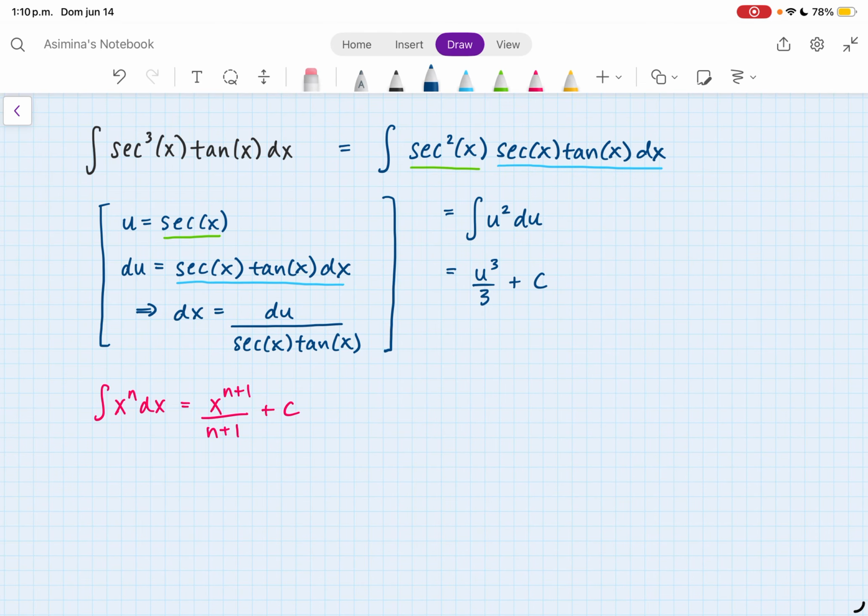We started off with an integral that was solely in terms of x, and now we've ended up with something in terms of u. So now we're going to have to plug in what u is. What is u? u is secant of x. So this is secant cubed x over 3 plus c. So this is our final answer.